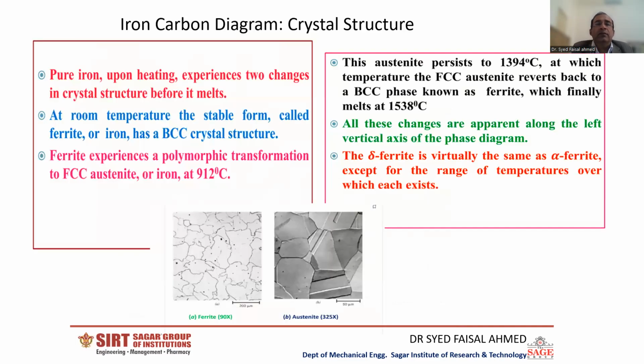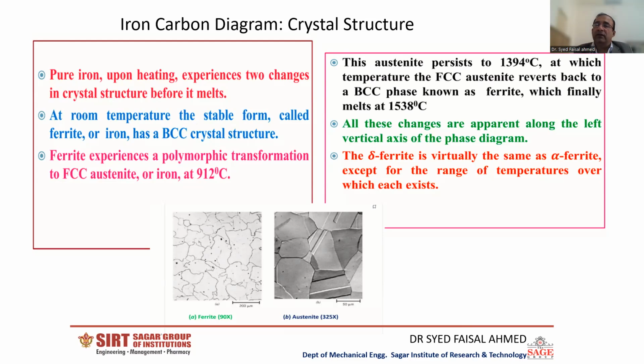Here you can see the iron carbon diagram crystal structure. Pure iron upon heating experiences two changes in crystal structure before it melts. At room temperature, we call ferrite, or alpha iron, a BCC crystal structure. Ferrite experiences a polymorphic transformation to face centered cubic austenite, or gamma iron, at about 912 degrees centigrade. This austenite persists up to 1394 degrees centigrade, at which temperature the face centered cubic austenite reverts back to the BCC phase, known as delta ferrite, which finally melts at 1538 degrees centigrade. All these changes are apparent along the left vertical axis of the phase diagram.